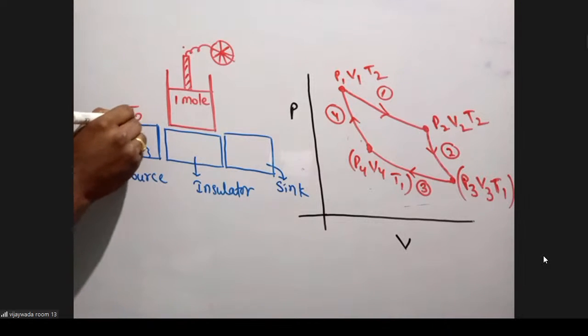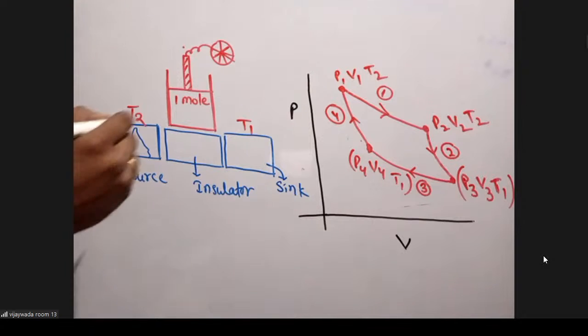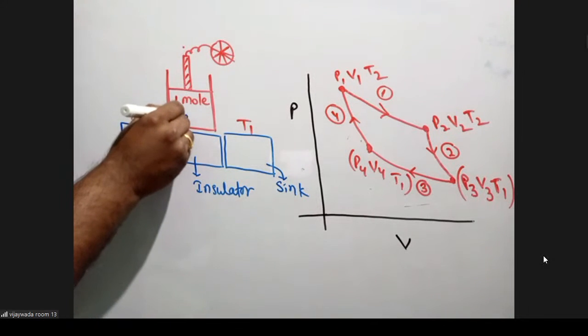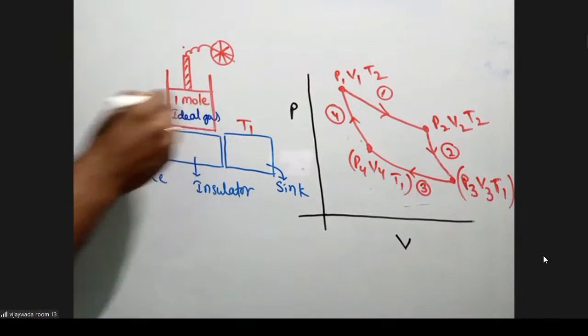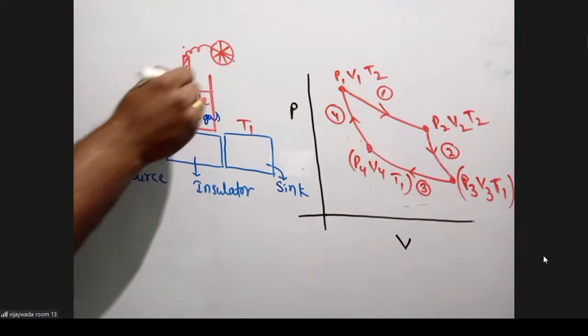Source T2, sink T1. 1 mole of ideal gas here. These are the insulator walls.